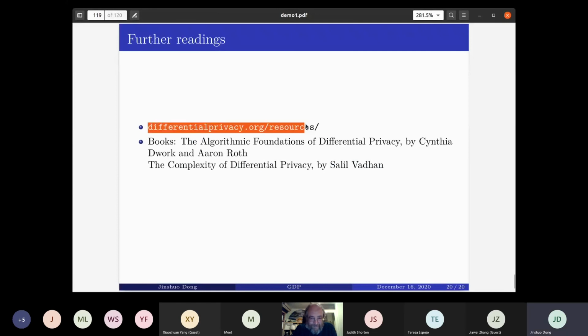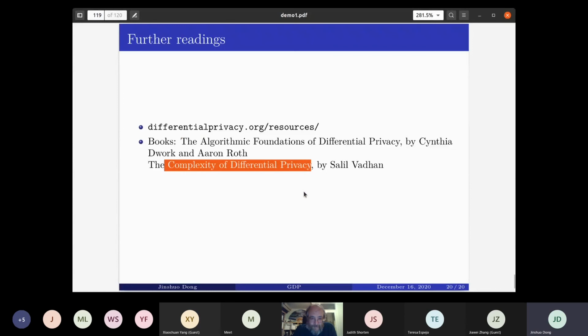So this website is a really precious resource. You can find all the books, blog posts, courses people have taught, and everything. So this is a nice place to look at. And there are two books. One is written by my advisor, Aaron Roth, and the other written by Salil Vadhan. If you're a mathematician, I recommend starting from the second, because the first tells you a lot of the background. It doesn't get to the math so quickly.